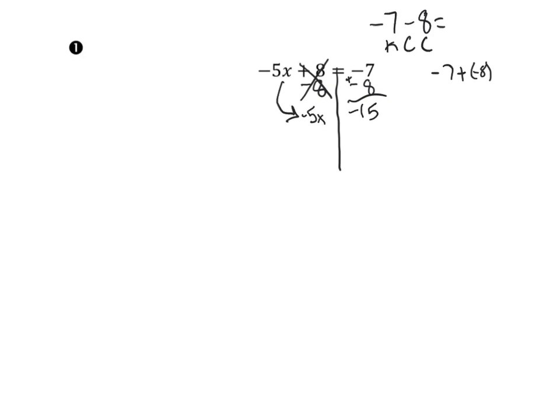And now we have to undo the multiplication. So this is a multiplication problem, so we do the opposite. Opposite of multiplication is division. We can show division by doing a fraction bar. Okay, so we're going to divide by the negative 5, and what we do to one side, we do to the other. Now, this cancels out just that negative 5 right here. So we're left with x on the left side. Negative 15 divided by negative 5.